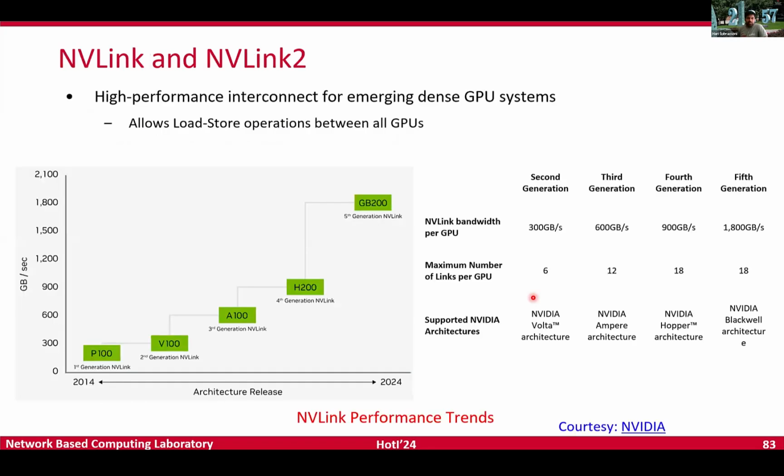So the vendors came up with their own network interconnects, and the first one of these is from NVIDIA called NVLink and NVLink 2. You have NVLink, different generations of it with different capabilities, and each generation is made available with different classes of their GPU. So with the latest Grace Hopper GPUs, you have the 5th generation of NVLink available with significantly higher network bandwidth capabilities.